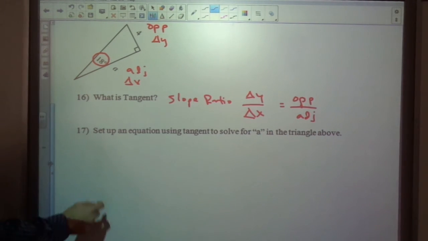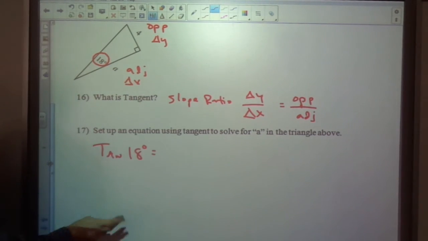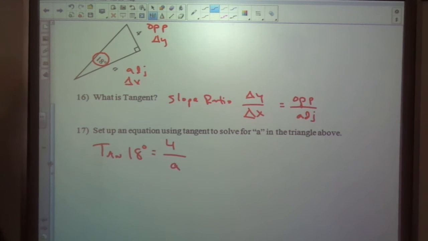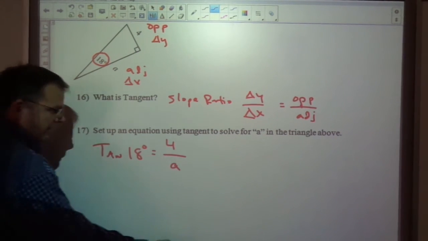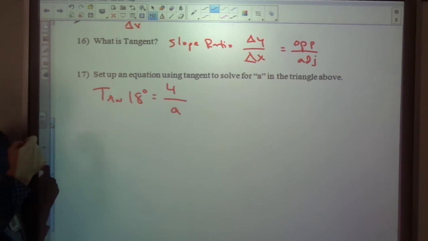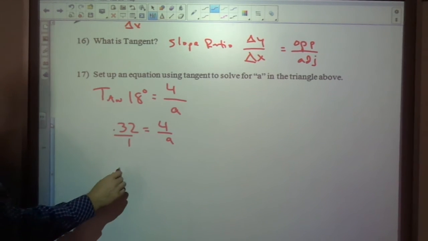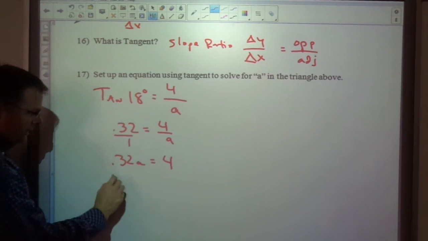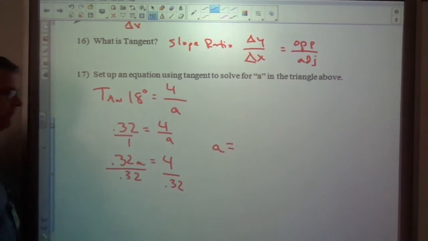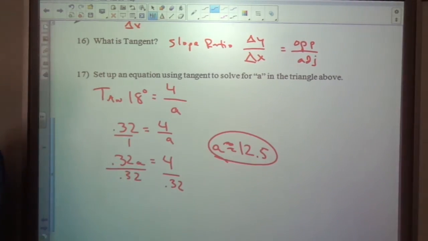Set up an equation using tangent. Okay, so the slope ratio of 18 degrees, which I know is tangent of 18, is equal to the opposite, which is 4, over the adjacent, which we don't know, that's going to be a. From here, I can do on the calculator tangent of 18 degrees and figure out the slope ratio of 18 degrees. Change in y over change in x will always be equal to the number 0.32. And then to get a by itself, I'll drop a 1 under there, cross multiply, 0.32a equals 4, and then divide. And my calculator friend will tell me a is equal to 12.5, roughly. This could be anywhere from 12 to 12.5, depending on how much you round.